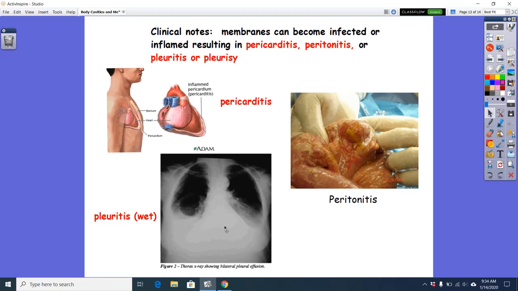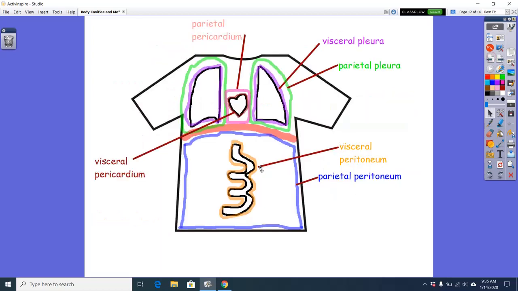But just some ways to think about, well, cool, these are membranes, but what might happen if, or why are they important, or how would disease affect the interaction between the visceral and the parietal membranes?